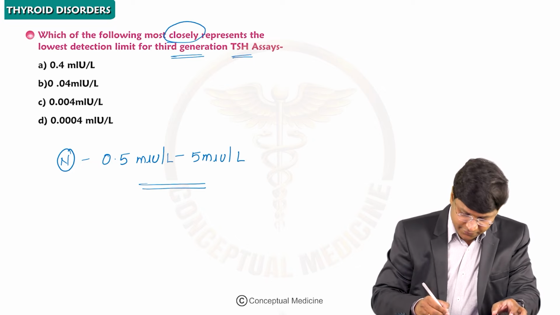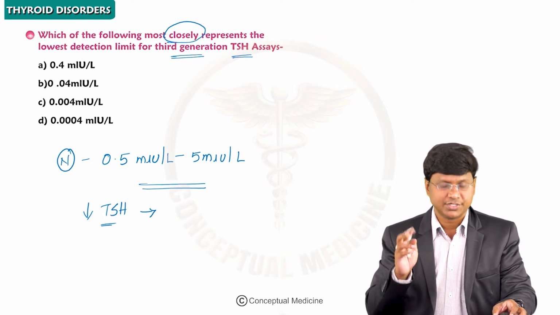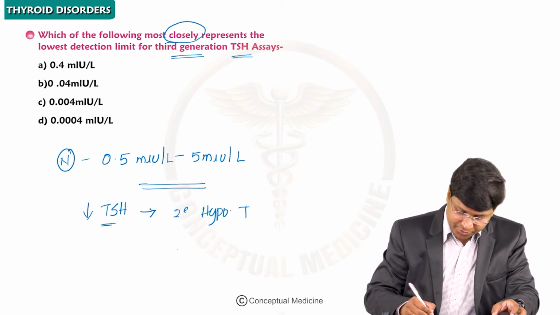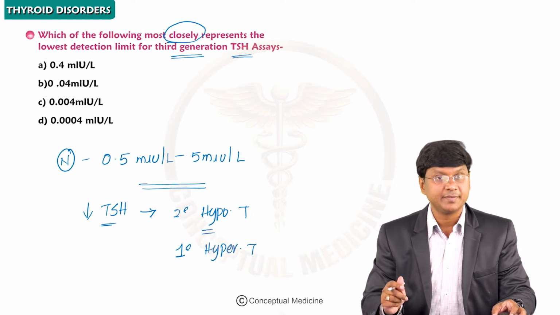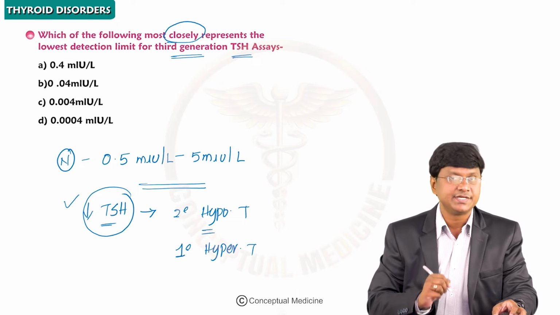First of all, suppose the TSH is decreased, what does it represent? It represents two disorders. Either secondary hypothyroidism, or primary hyperthyroidism. That is the meaning of a decreased TSH.